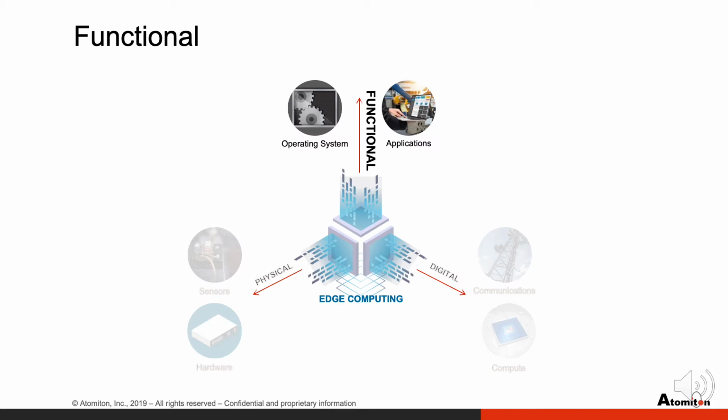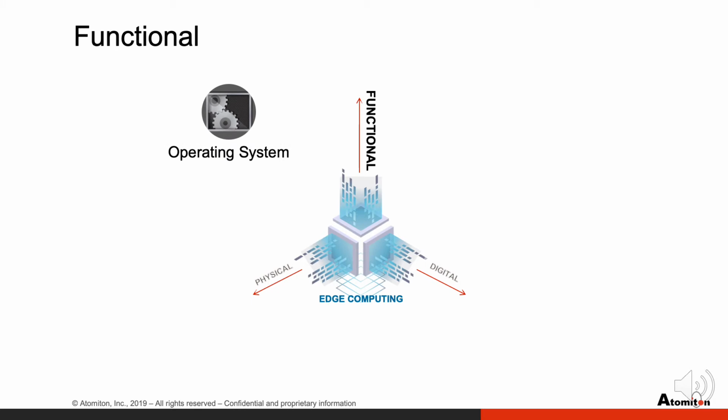Last and very important is functional. Software is the other key aspect of edge. Functional software is critical in edge IoT deployments with a software operating system to support the edge computer's basic functions, such as hosting and running applications and controlling sensors or actuators.